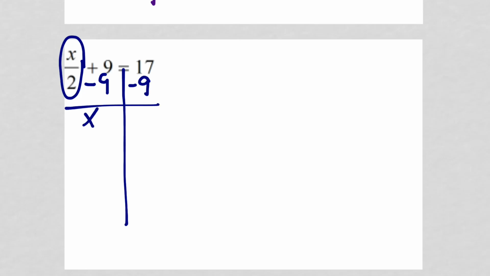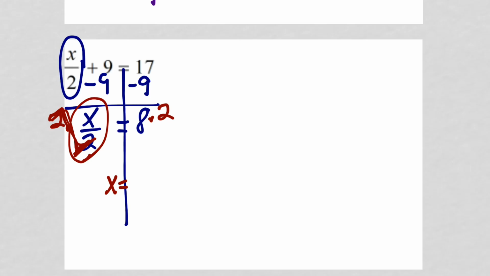My x divided by 2 gets brought down. 9 minus 9 equals 0, and 17 minus 9 equals 8. So I circle what I'm solving for. Inside that circle says x divided by 2, so I have to multiply by 2 on both sides in order to remove it. That gives me the positive 1 I'm looking for, and 8 times 2 is 16.